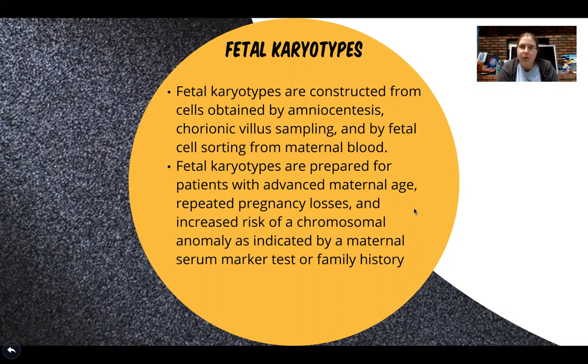Or fetal cell sorting from maternal blood. So remember, the placenta is an exchange port, pretty much, between mom and baby. Mom breathes in oxygen, it goes through her blood, through the placenta, into baby. Baby takes in oxygen. Baby creates carbon dioxide. Carbon dioxide goes through the placenta into mom's blood and into mom's lungs where she exhales.